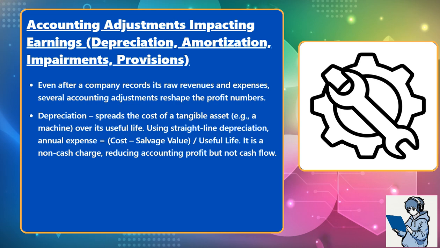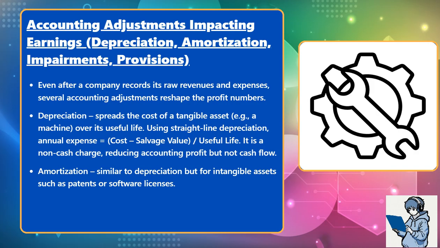Depreciation spreads the cost of a tangible asset, for example a machine, over its useful life. Using straight-line depreciation, annual expense equals cost minus salvage value, divided by useful life. It is a non-cash charge, reducing accounting profit but not cash flow. Amortization is similar to depreciation, but for intangible assets such as patents or software licenses.